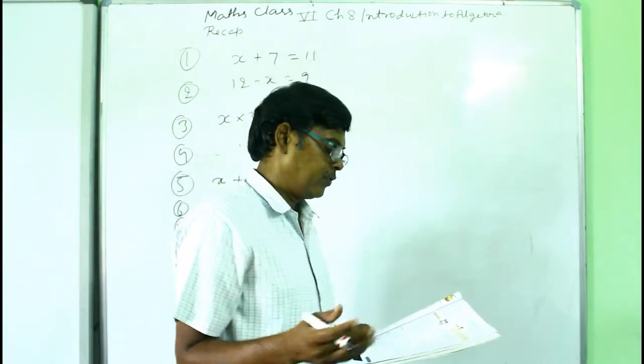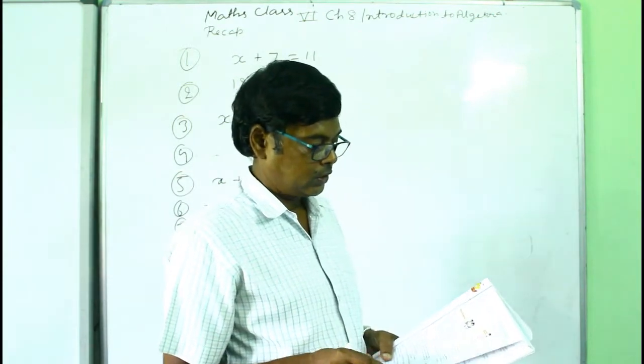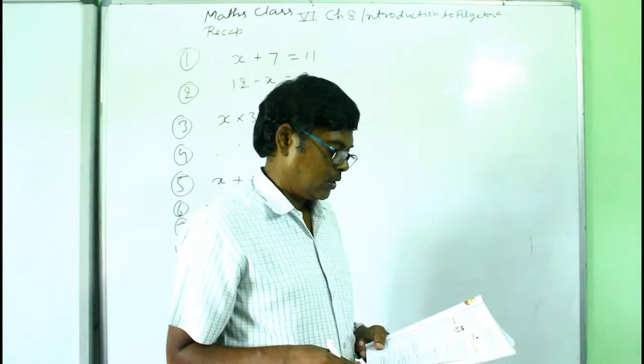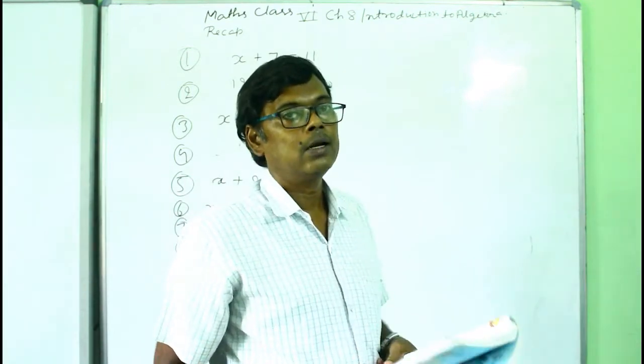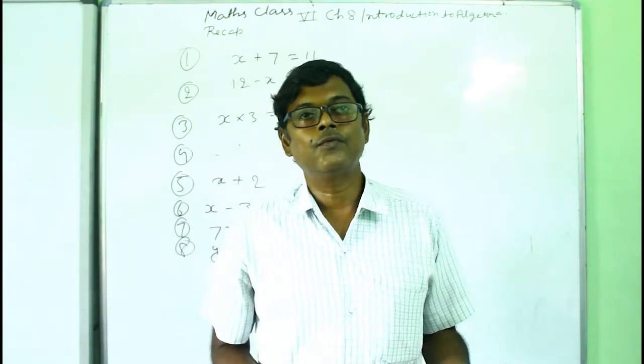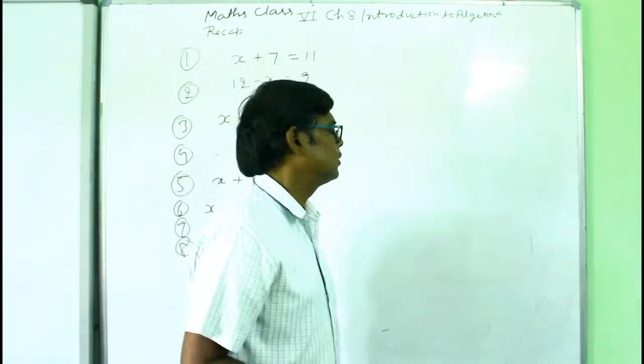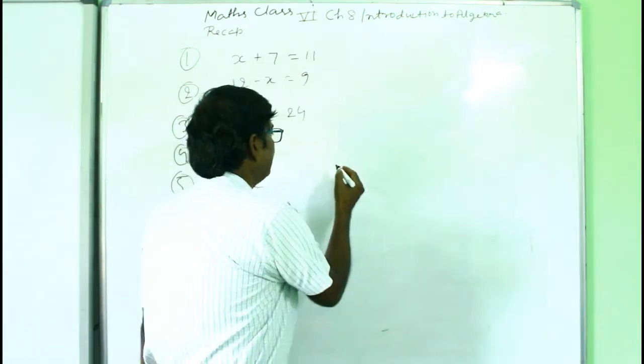Now, before moving on to the next exercise, that is 8.1, we have some terms here. Like first, what is a variable? Okay, a variable comes from the word vary. Okay, vary.